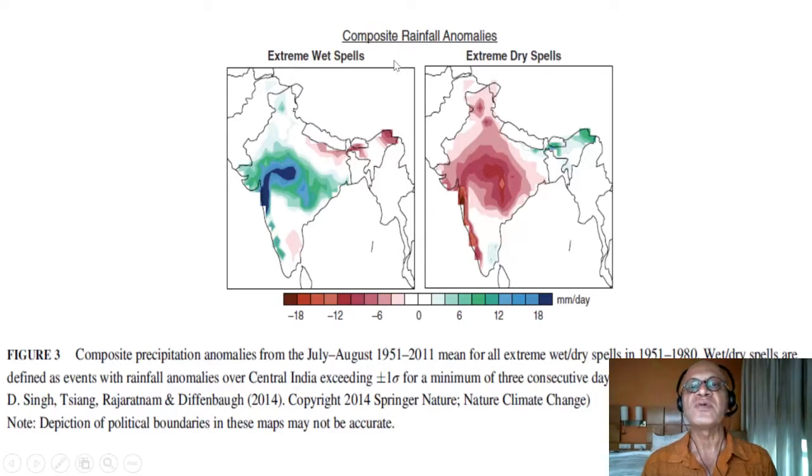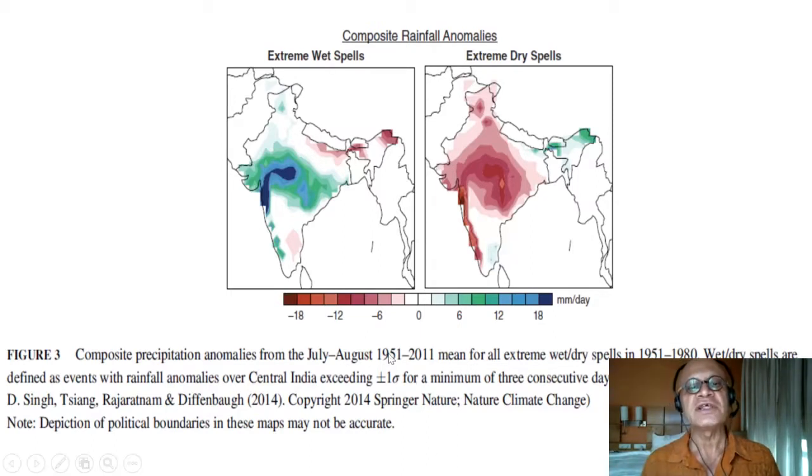So here is the composite rainfall anomaly for extreme wet spells and extreme dry spells, which is what we call the active and break periods. So composite precipitation anomalies from the July-August 1951 to 2011 mean for all extreme wet and dry spells in 1951 to 1980. Wet and dry spells are defined as events with rainfall anomalies over central India exceeding ±1 sigma for a minimum of 3 consecutive days. This is just the definition that's used.